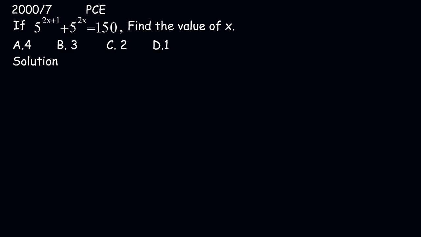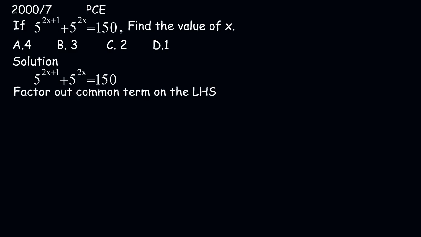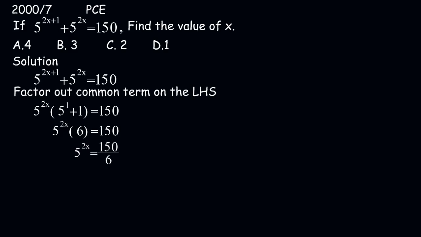The first thing we are going to do is to factorize the left hand side. So it becomes 5 raised to the power of 2s in bracket 5 raised to the power of 1 plus 1 equals to 150. That is 5 to the power of 2s. Our bracket becomes 6. 5 plus 1 is 6 equals to 150. Now, we divide both sides by 6. You are left with 5 to the power of 2s will be equals to 150 divided by 6. And we know that 150 divided by 6 is 25.